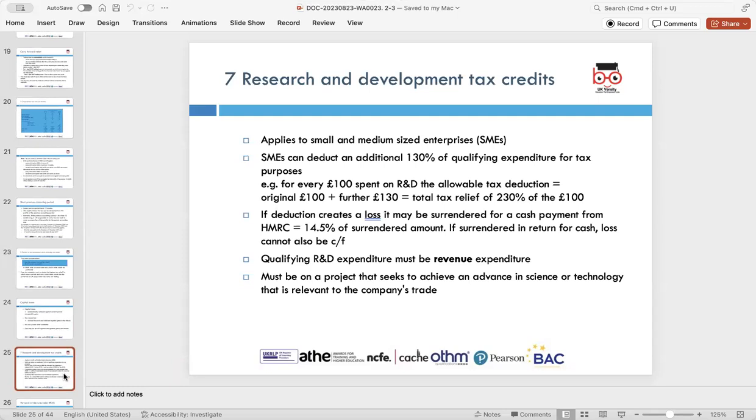Research and development taxes. Research and development taxes can be a game changer for small and medium enterprises, offering substantial tax reliefs for their innovative endeavors. By understanding the qualifying criteria and the potential benefits, SMEs can leverage research and development tax credits to fuel their growth and development.